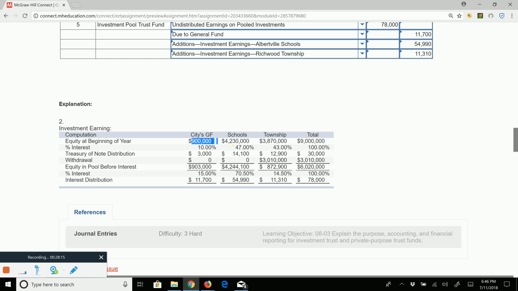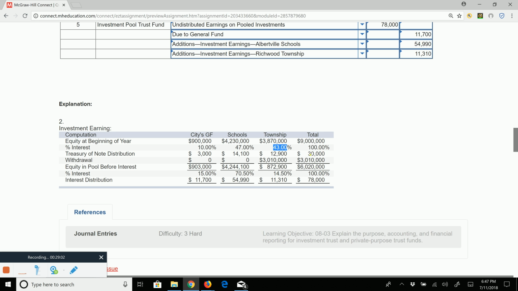So in the beginning of the pool, the creation of the pool, do you remember this $9 million breakout? The city put in $900,000. The school district put in $4,230,000. And the township put in $3,870,000. All right, so if we take the city as an example, take their $900,000, divide it by the total of $9 million, they own 10% of the pool. The school district, $4,230,000, divided by the $9 million, they own 47% of the pool. And the township, Richwood Township, $3,870,000, divided by the $9 million, they own 43% of the pool.